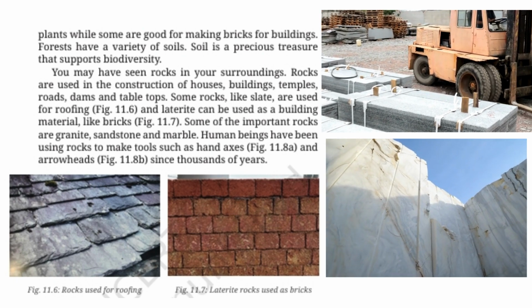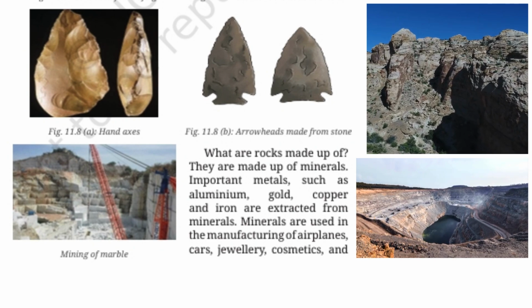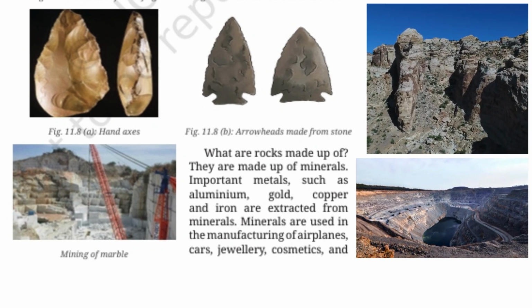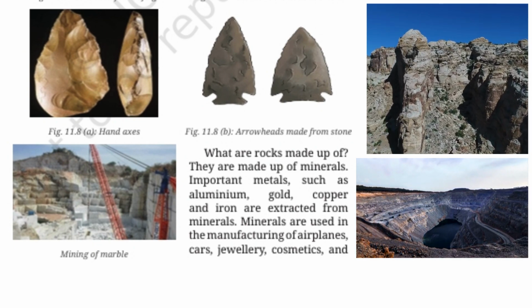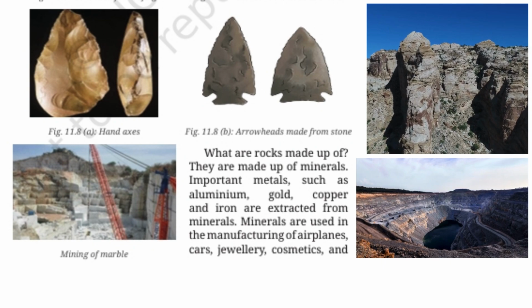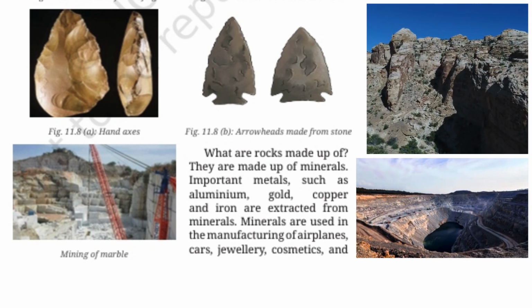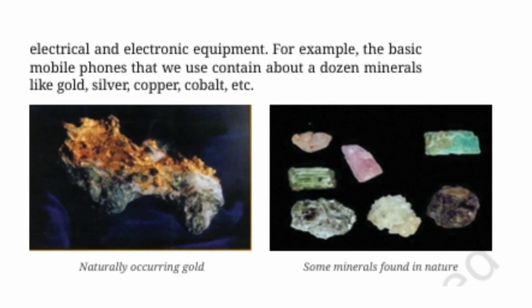What are rocks made up of? A rock is any naturally occurring hard solid mass. They are made up of minerals. Important metals such as aluminium, gold, copper and iron are extracted from minerals. Minerals are used in manufacturing airplanes, cars, jewelry, cosmetics and electrical and electronic equipment. For example, basic mobile phones contain about a dozen minerals like gold, silver, copper and cobalt. Naturally occurring gold and some minerals found in nature are shown.